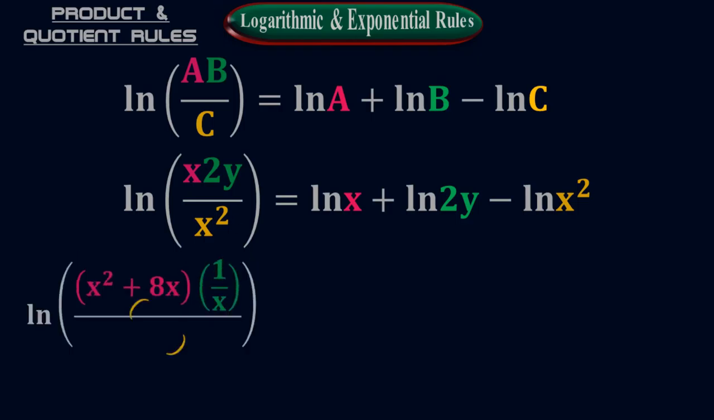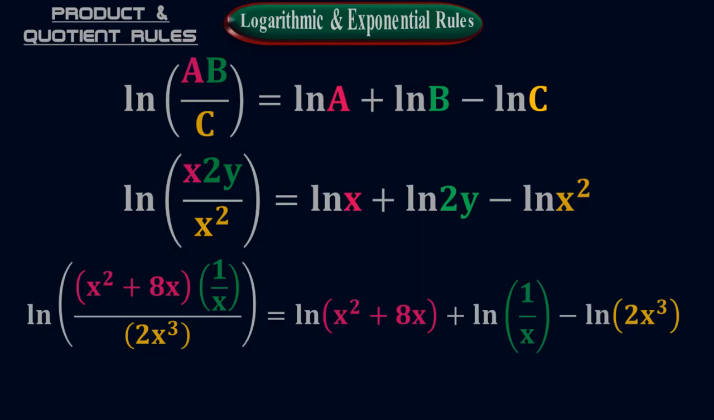Suppose function a is x, function b is 2y, and function c is x squared. It equals natural log x plus natural log 2y minus natural log x squared. One more example, which is natural log of x squared plus 8x into 1 over x all over 2x cubed. Function a is x squared plus 8x. Function b is 1 over x. Function c is 2 times x squared.